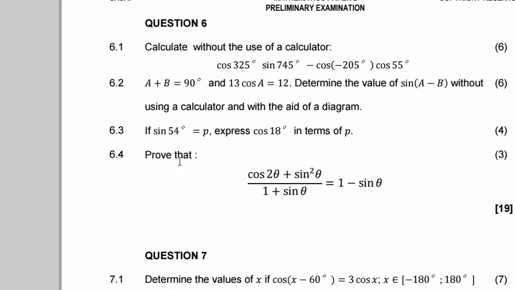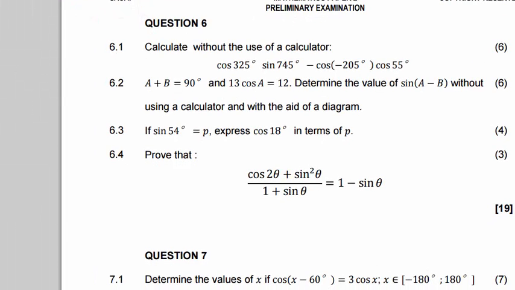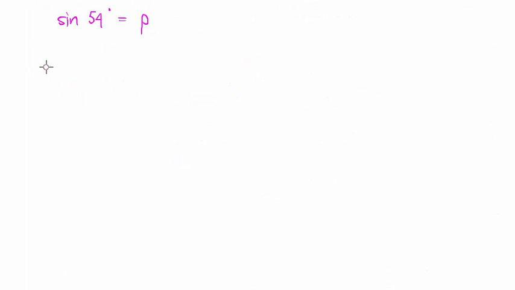Okay, so here they give you, let's look at that one. They give you sine of 54 degrees is equal to P, and they ask you to find cos of 18 degrees in terms of P. Well, there's probably different ways of doing it, but you could just draw this graph.